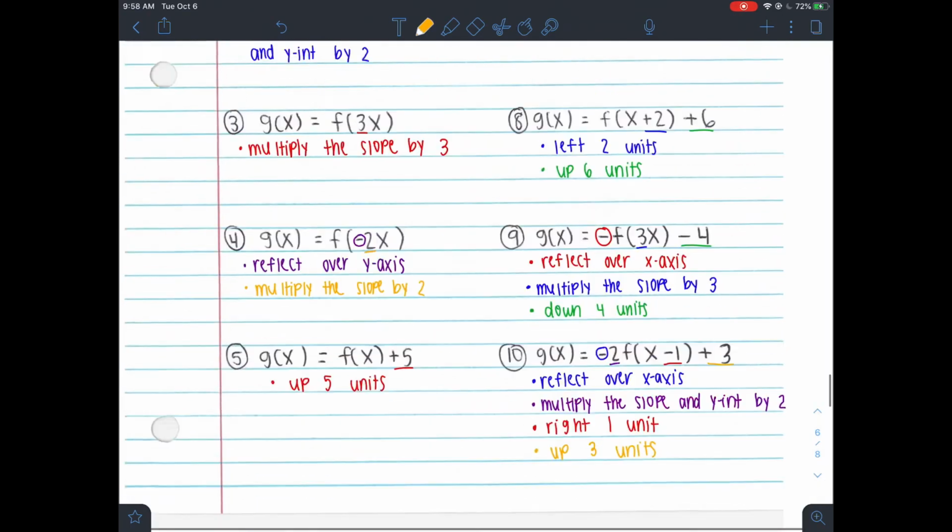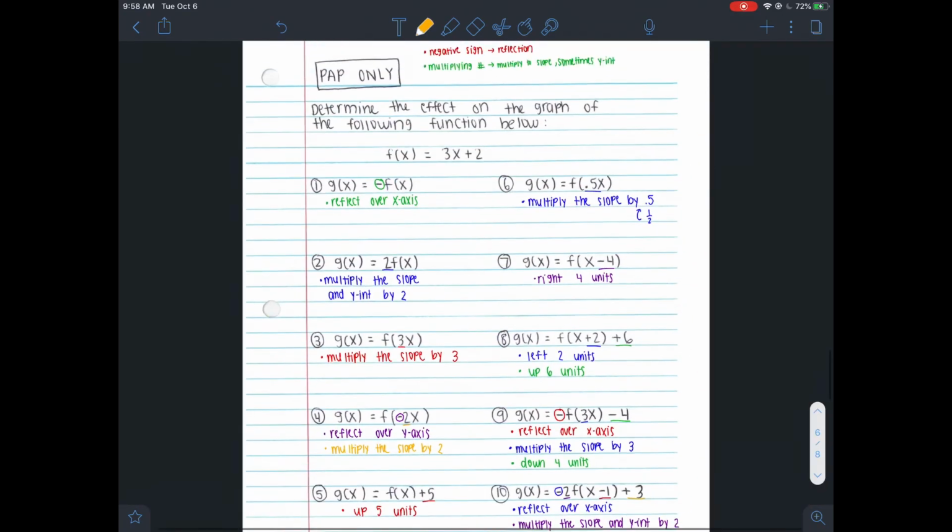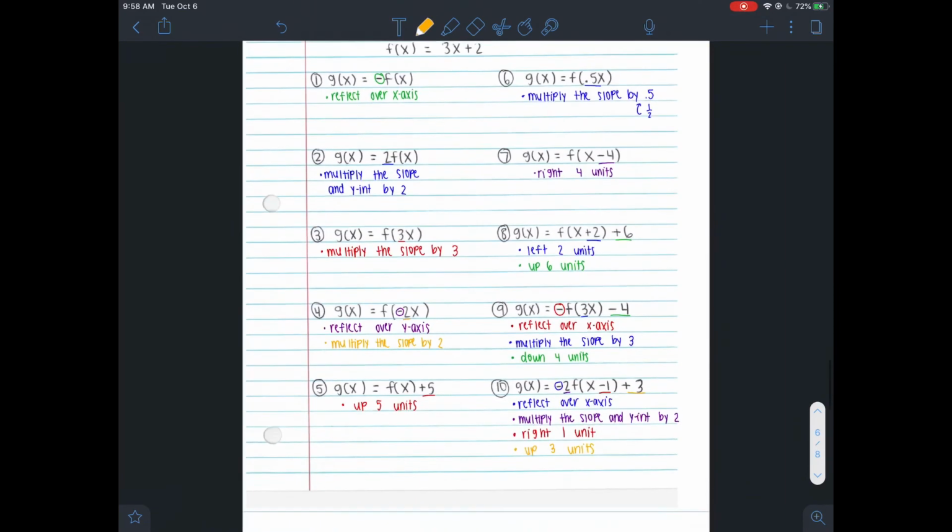Okay, so that is it for listing all the transformations. So this is basically just like the last section. You need to be able to see what you need to graph, but this part you're not actually graphing anything. You're just writing down what the transformations would be.